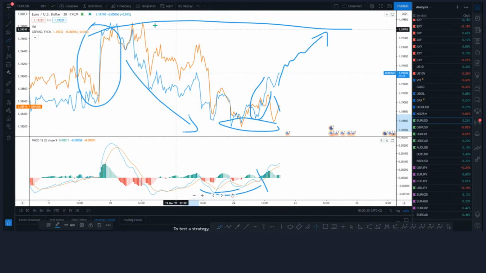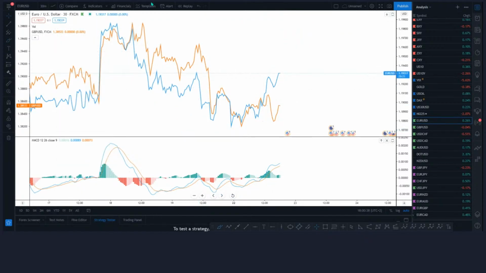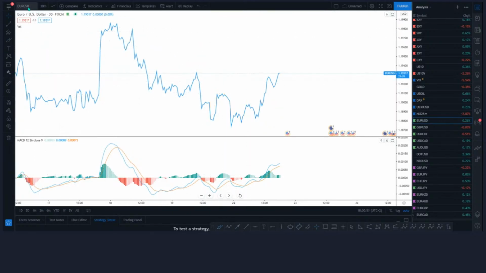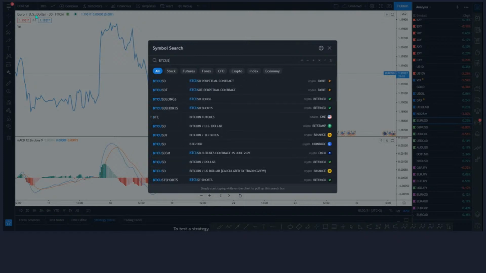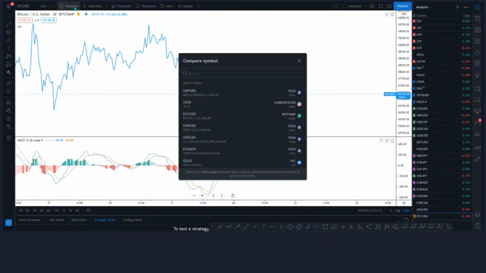So a line chart can be used to compare things together. So that's how you use it. Also, if you want to compare things, remove this. You want to compare Bitcoin, let's say, with Ethereum or something. Then you want to compare it right there.